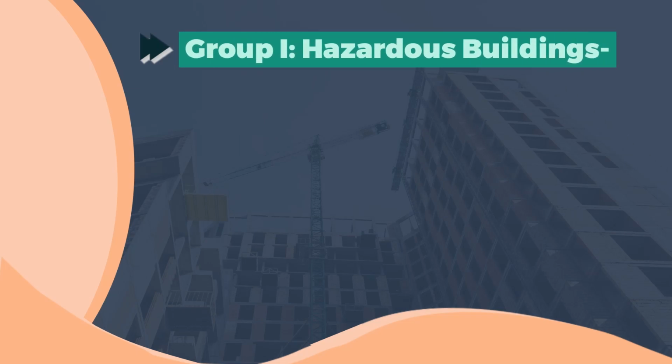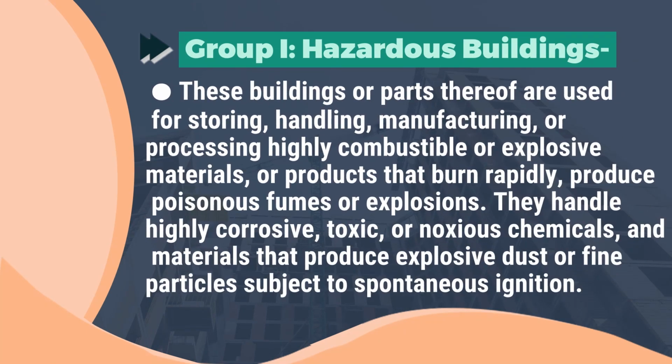Then the next type of group is group I, hazardous buildings. These buildings or parts thereof are used for storing, handling, manufacturing or processing highly combustible or explosive materials or products that burn rapidly, produce poisonous fumes or explosives. They handle highly corrosive, toxic or noxious chemicals and materials that produce explosive dust or fine particles subjected to spontaneous ignition.